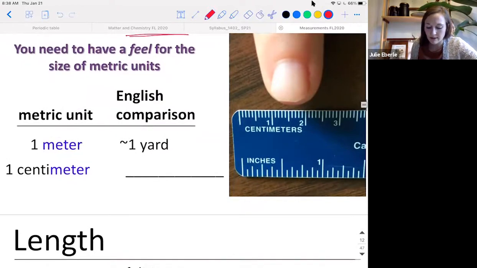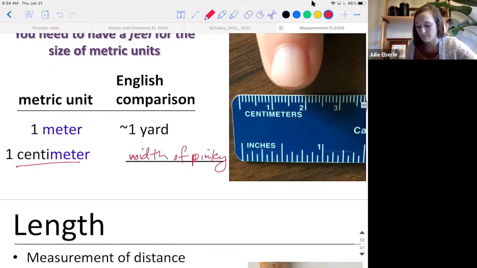What if we're talking about a centimeter? Roughly how big is that? Well, here's a ruler. You guys should be quite familiar with centimeters. It's roughly the width of your pinky. If you hold your pinky up and look at that, that's about how big a centimeter is. So, width of your pinky.